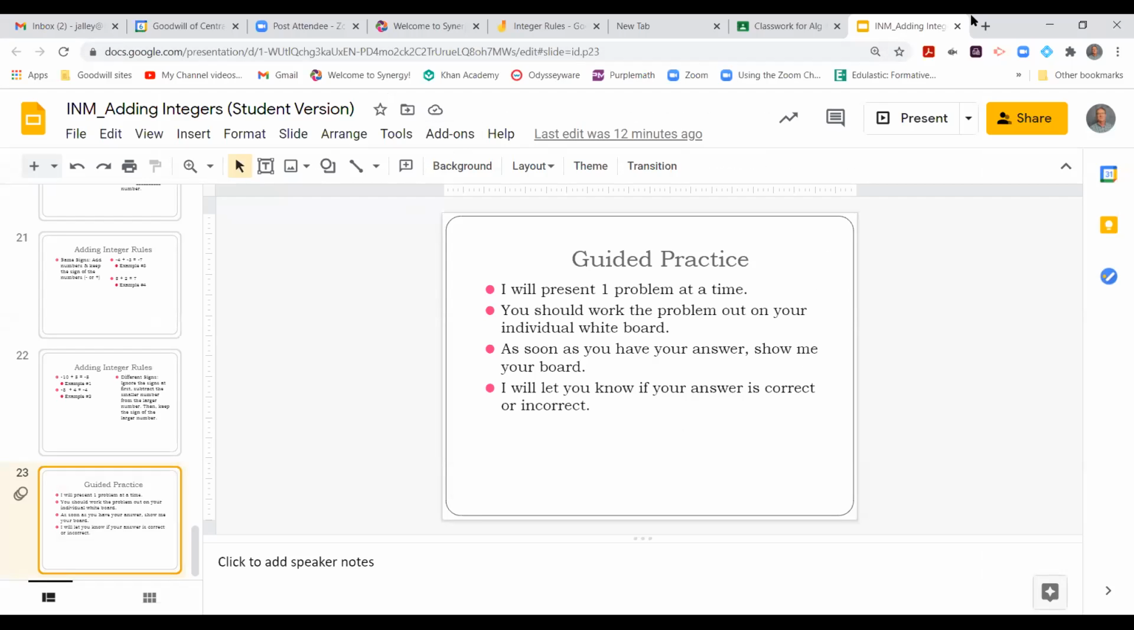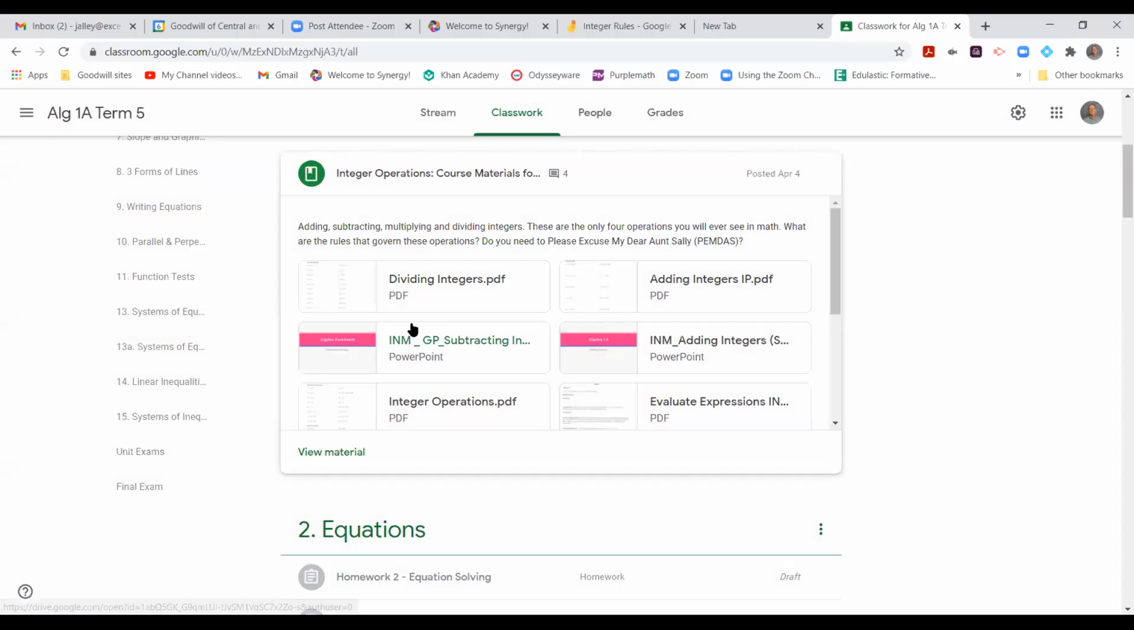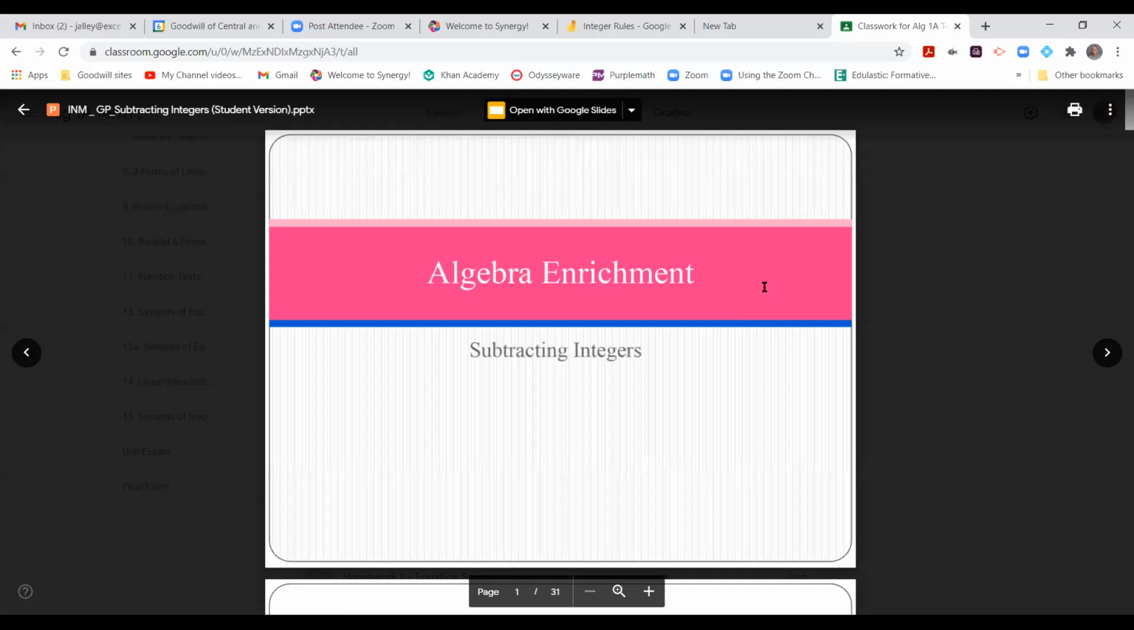Okay, now we're going to look at subtraction. Some more rules. And these PowerPoints, these are all in your materials. So you guys have access to these, can look at them again if you want to.